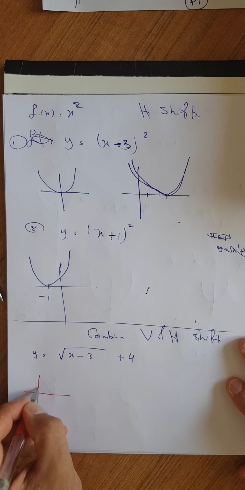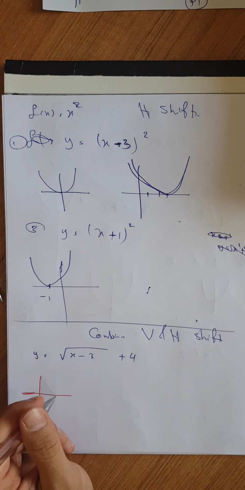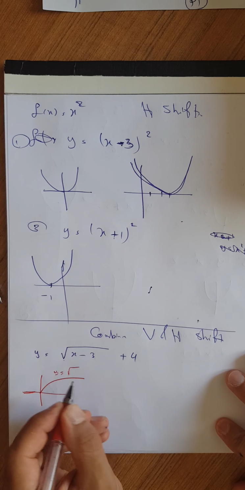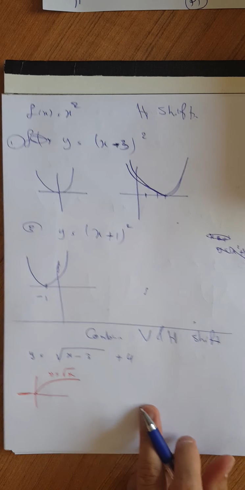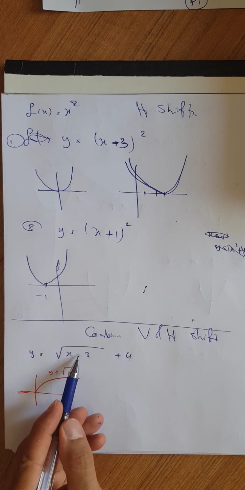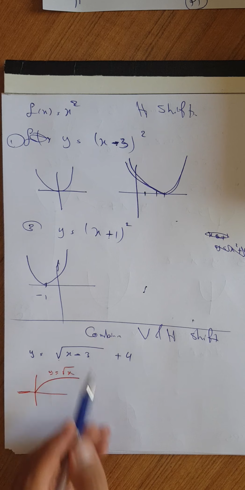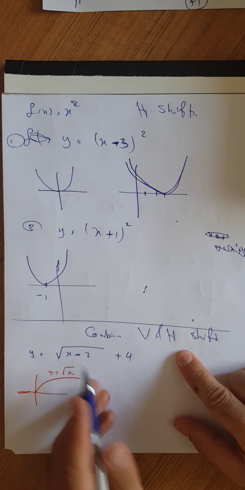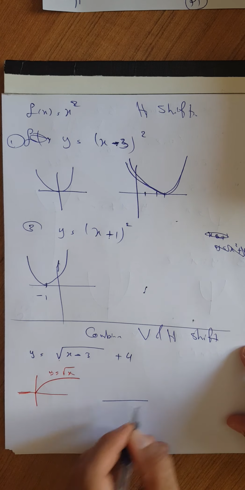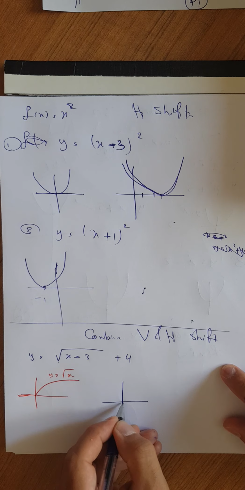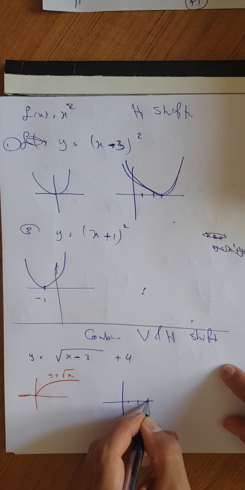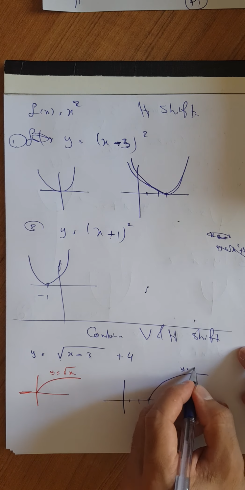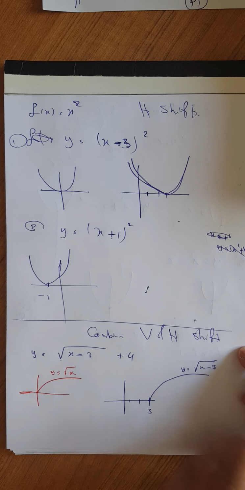First of all, you should recognize the standard shape that you have. We have a square root, so here's the square root, y is equal to the square root of x. Now, try to start from the inside. The inside I have minus 3, and you know the inside means horizontal. And you know the plus is going to the left, the minus is going to the right. So next step, 1, 2, 3, and I have that shape. So this is the graph of y is equal to the square root of x minus 3.